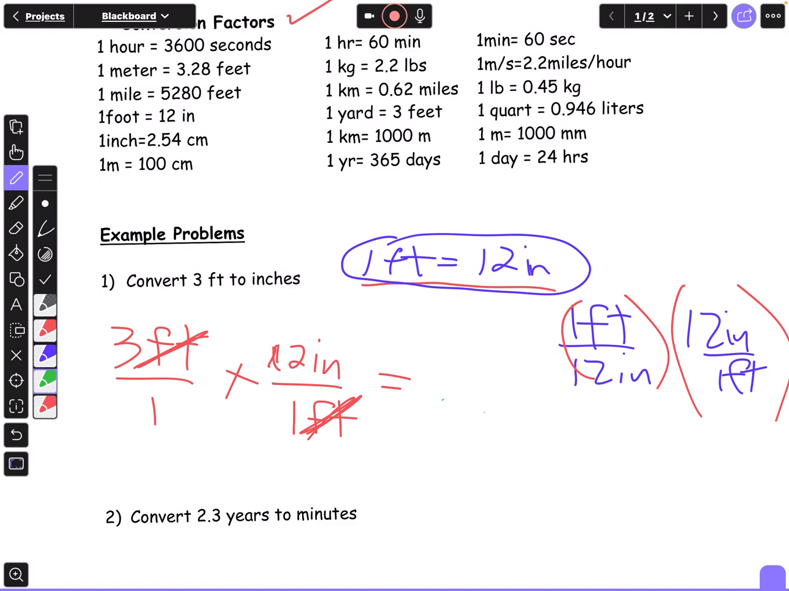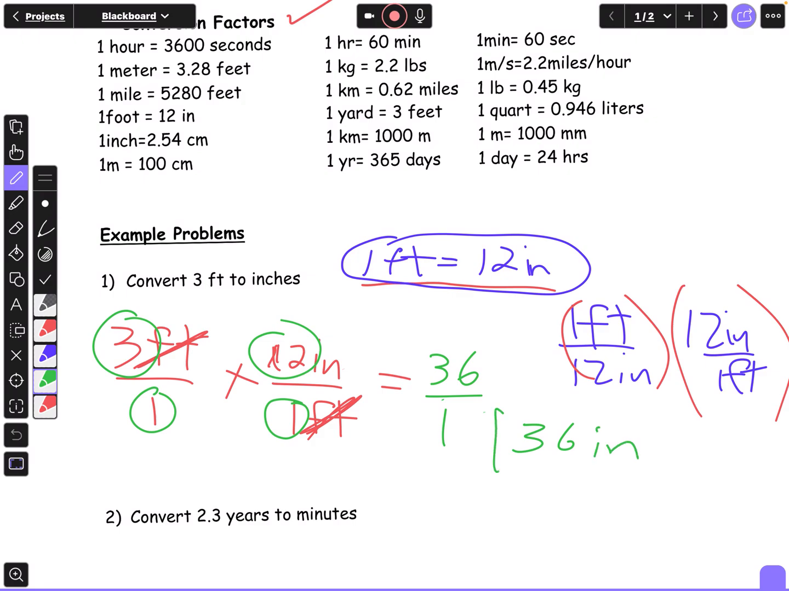Then I do the math. I'm going to multiply 3 times 12, everything on top. It gives me 36. Then multiply everything on bottom, 1 times 1. And then divide, 36 divided by 1 would equal 36. And then my units would be inches. So 3 feet is the same thing as 36 inches. It's just using a different unit to measure that.